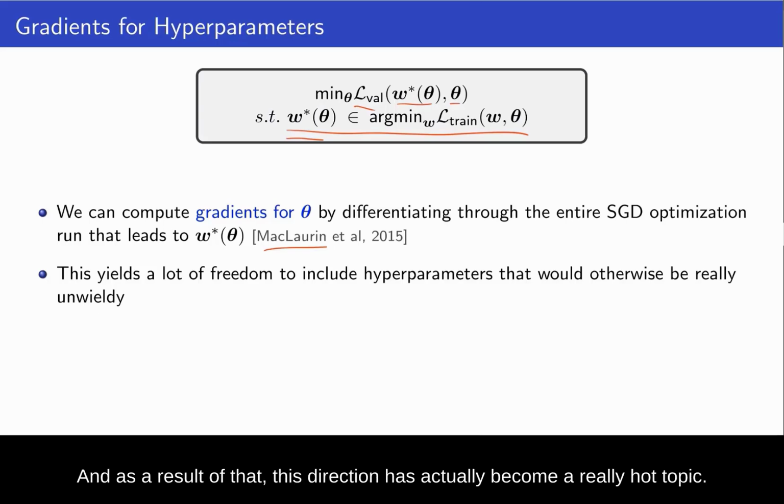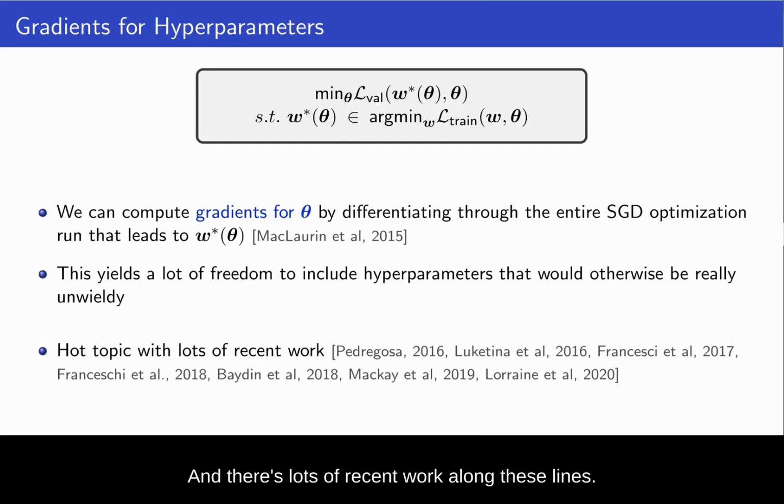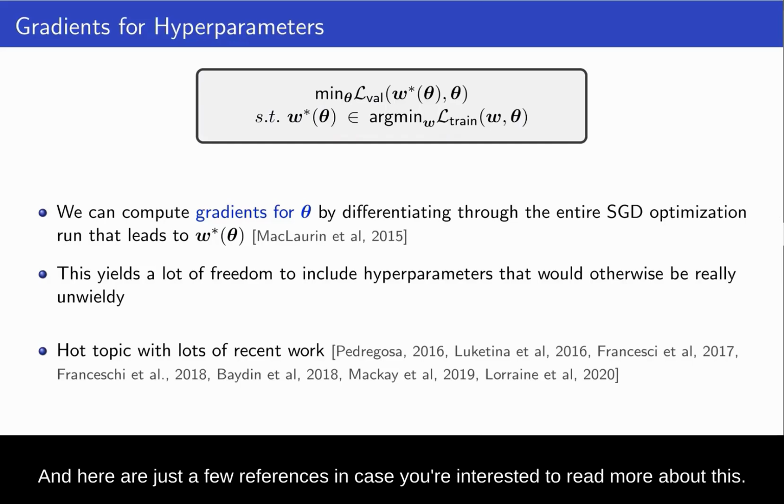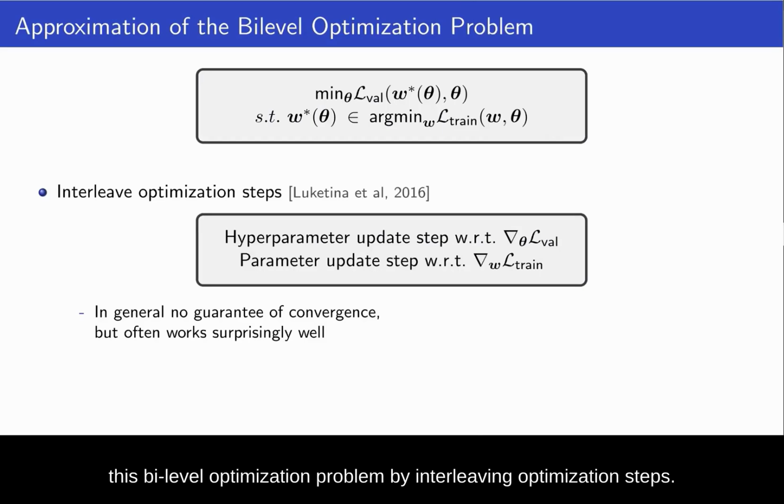And as a result of that, this direction has become a really hot topic, and there's lots of recent work along these lines. Here are just a few references in case you're interested to read more about this. One particular follow-up work that I would like to mention is that you can approximate this bilevel optimization problem by interleaving optimization steps. So you don't need to continue the full SGD run, but you can, for example, just do a single step in your hyperparameters and then a single step in your SGD for the parameters.